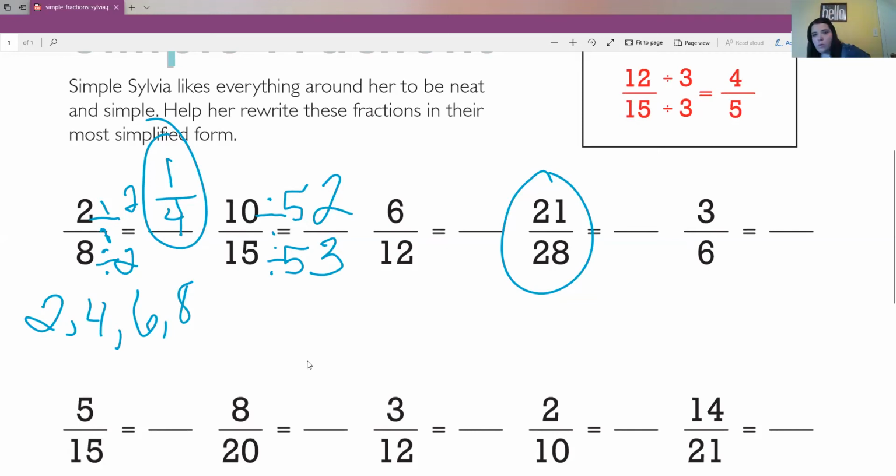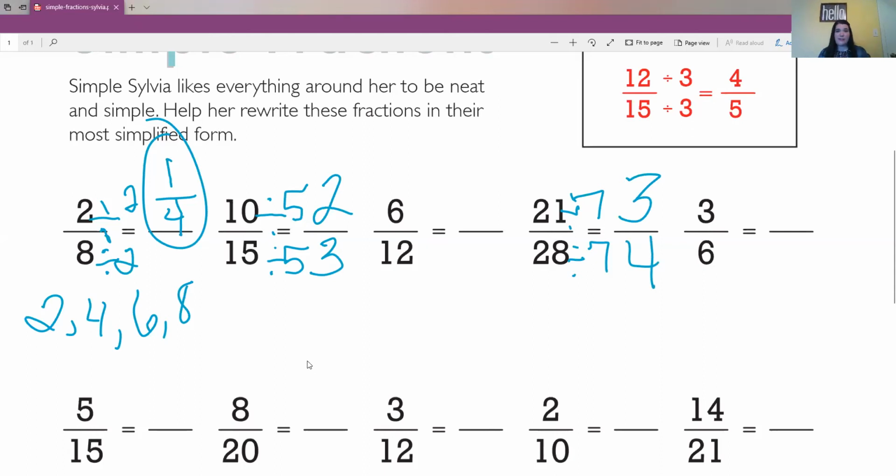So what we can do is divide the top by 7 and the bottom by 7. My little division signs look kind of funny, but it's kind of hard writing on the screen of a computer. So 21 divided by 7. 21 and 28 are both multiples of 7. So 21 divided by 7 would give you that 3. And 28 divided by 7 would get you 4.